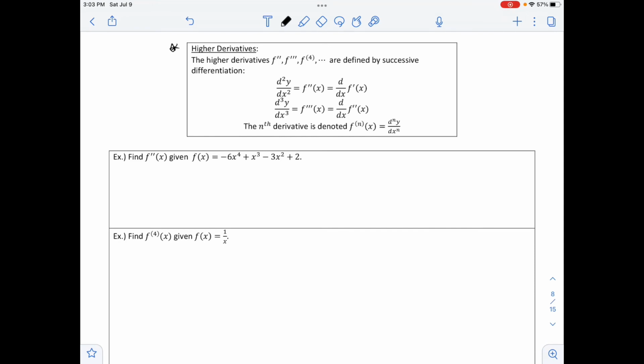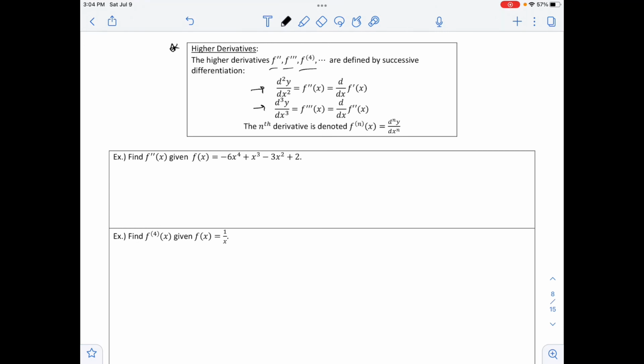So the higher derivatives are going to be f, and you'll notice 2 little primes there, and then 3 little primes there, and then after that it gets a little too challenging to write all those little dashes, and so they switch and they'll start putting that as an exponent. So they'll say the fourth derivative, but they put the 4 in parentheses, are defined by taking a derivative of a derivative, which is exactly what you're doing. So the second derivative here is taking the derivative of the first derivative, the third derivative is taking the derivative of the second derivative, and so on.